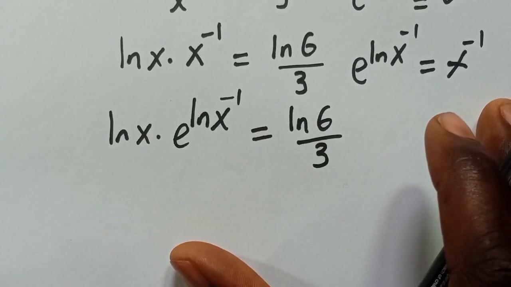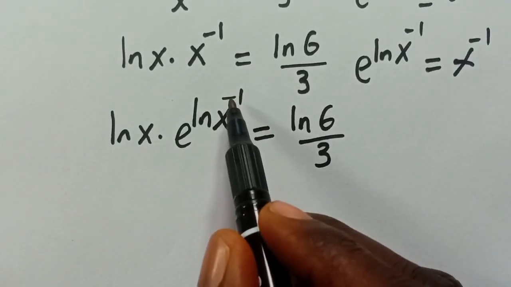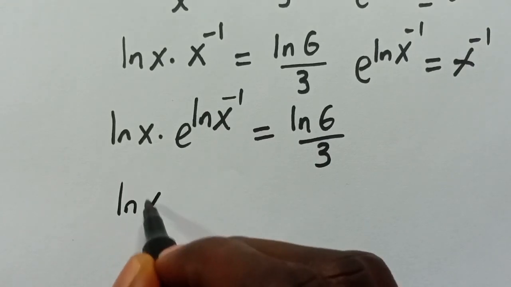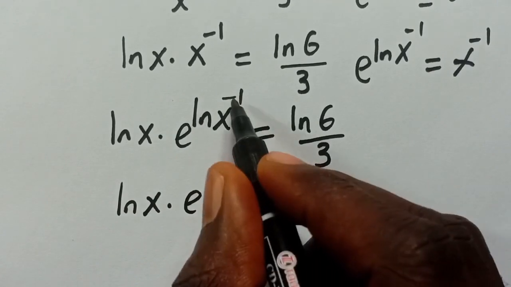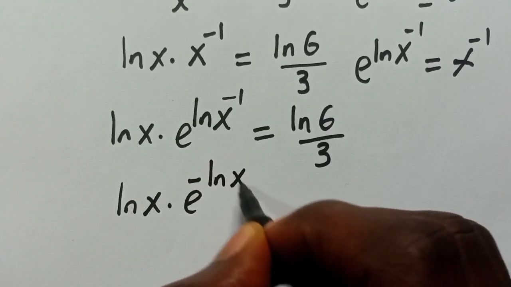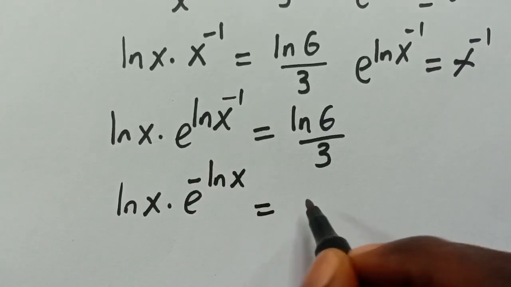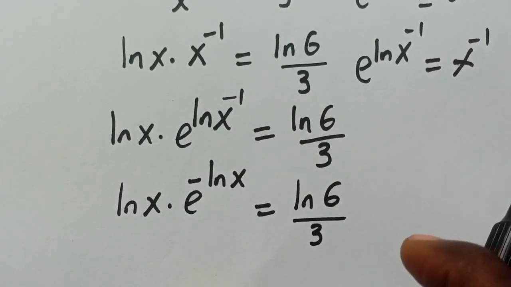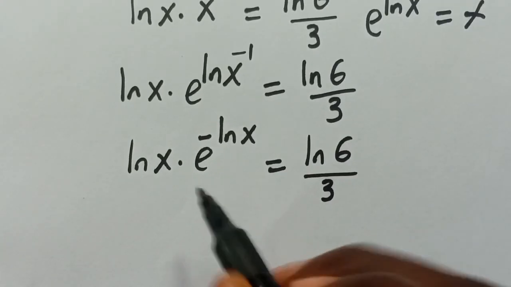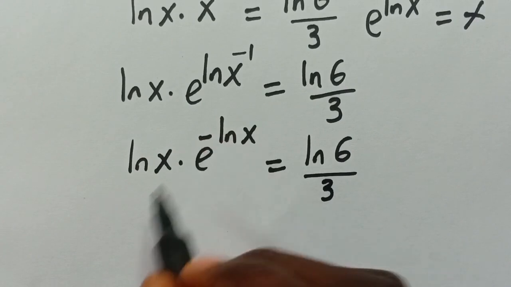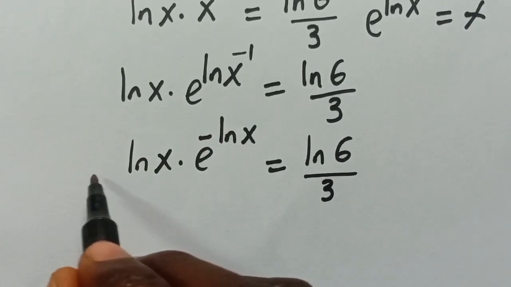So from here, this power will come down to the base. We're going to have ln of x multiplied by minus 1, as this power comes down to the base. Then ln of x equals ln of 6 divided by 3. Then we want to do some manipulation here by making sure that this power is equivalent to this base, but this power has a negative, and here is not. So let's multiply through by minus 1.